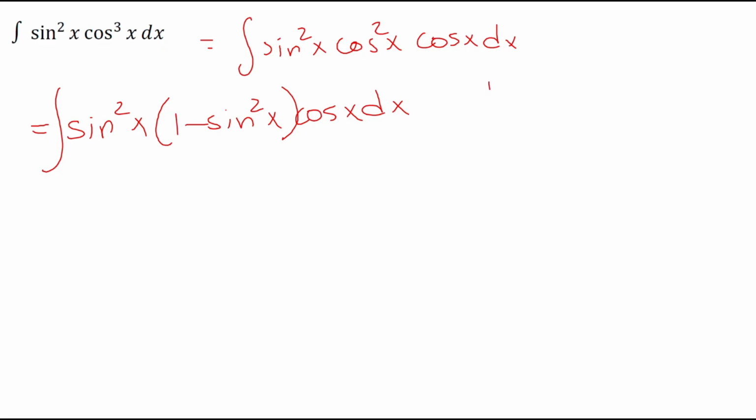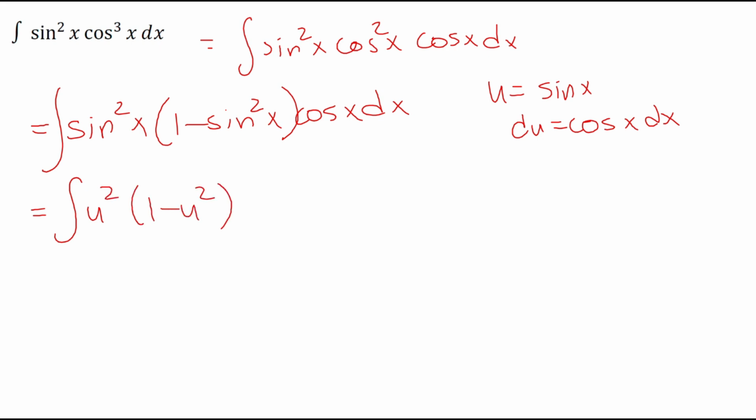And when I do that, we can now do the u substitution where u is sine of x and du is cosine of x dx. So I can replace the cosine x dx with du and all the sines with u. So this just becomes an integral of u squared times 1 minus u squared du.